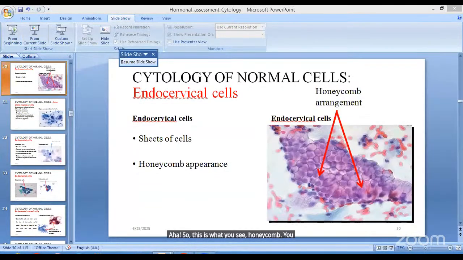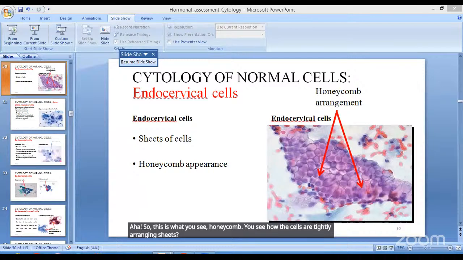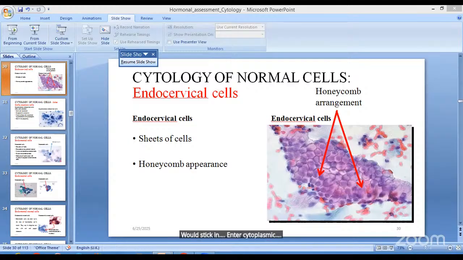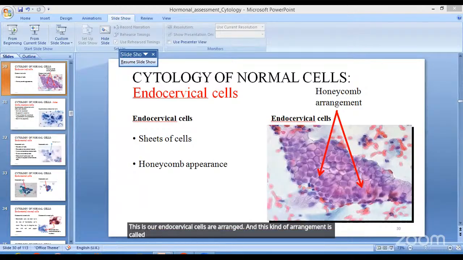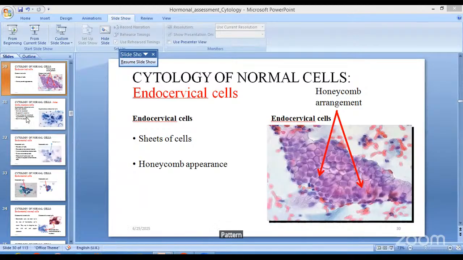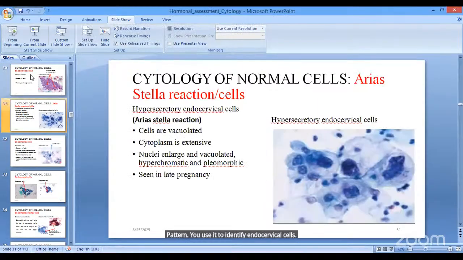You see how the cells are tightly arranged in sheets with thick intercytoplasmic thickened edges. That's molding. This is how endocervical cells are arranged, and this kind of arrangement is called a honeycomb pattern. You use it to identify endocervical cells. Okay.